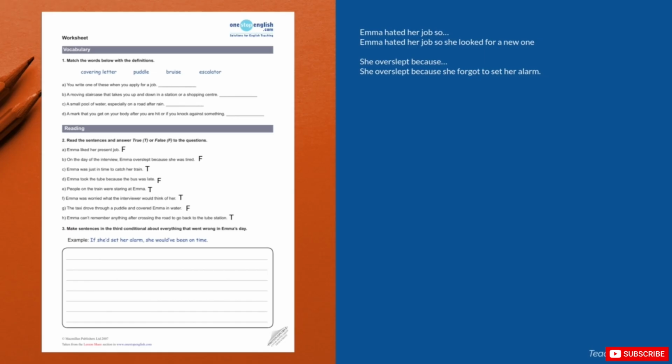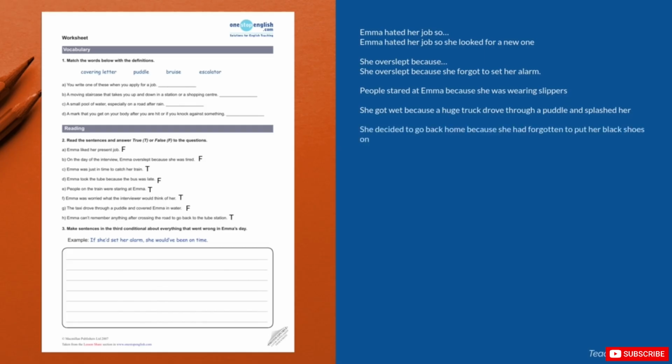Why have we given them these first 2 examples? Why have we worked with them for these first 2? It's exactly the same as before. We just want to show them what we expect, so that when we set the task now, when I say, okay, 5 minutes, 3 sentences about Emma's day. Go. We let them work. And when we come back, we take their sentences.